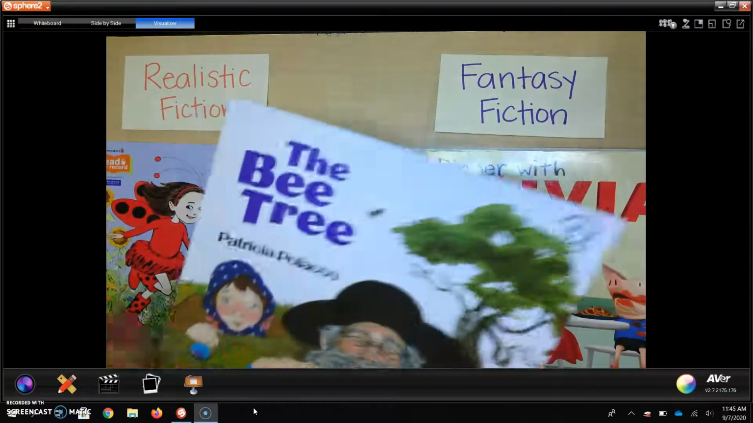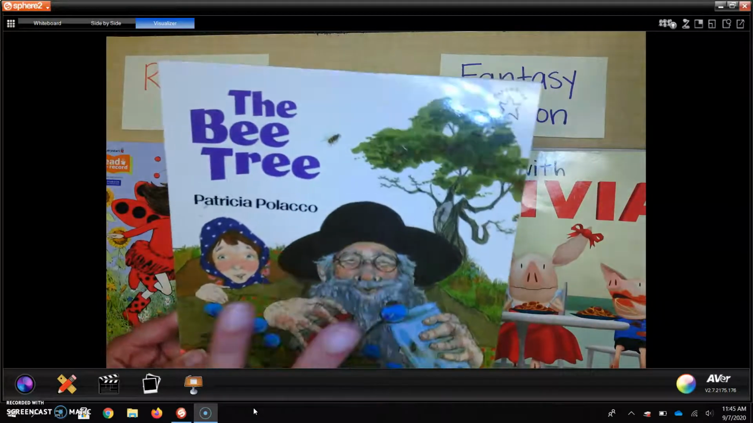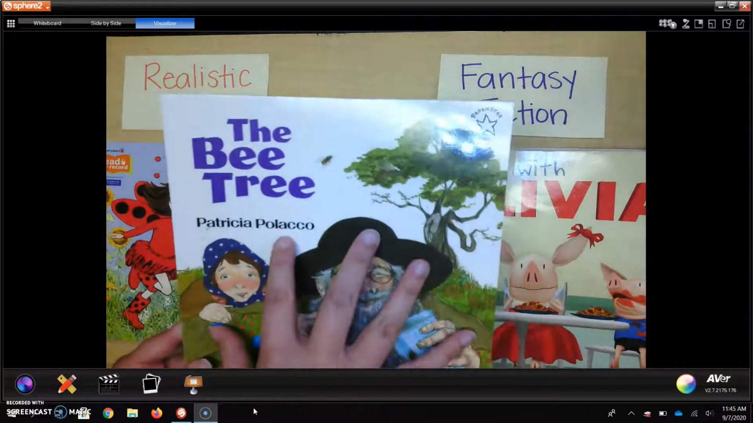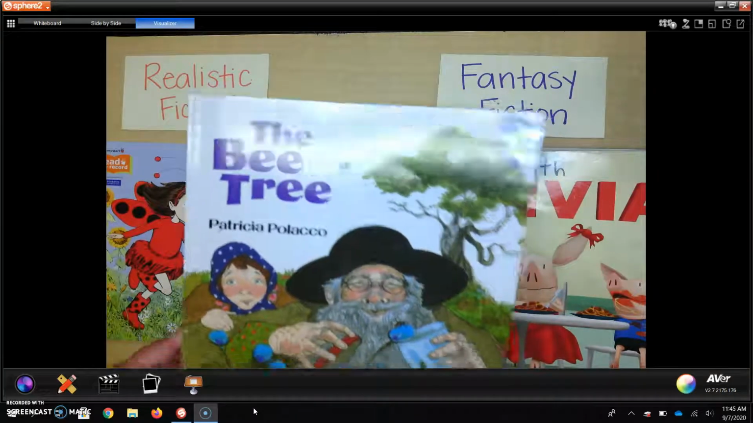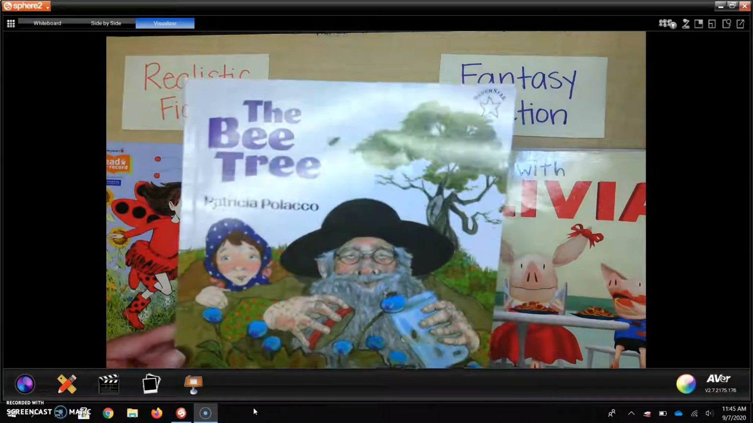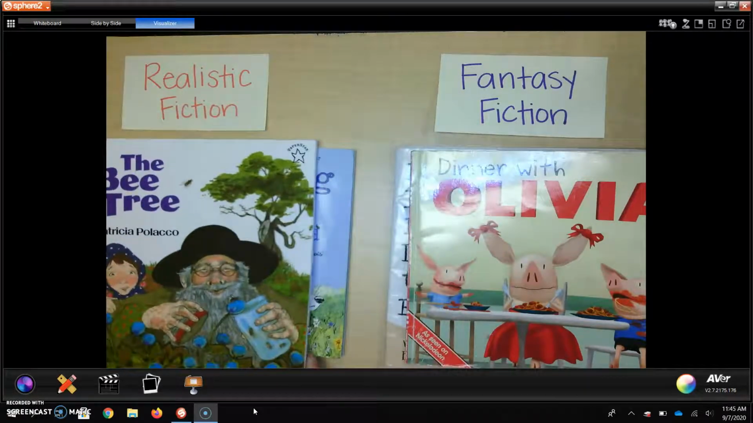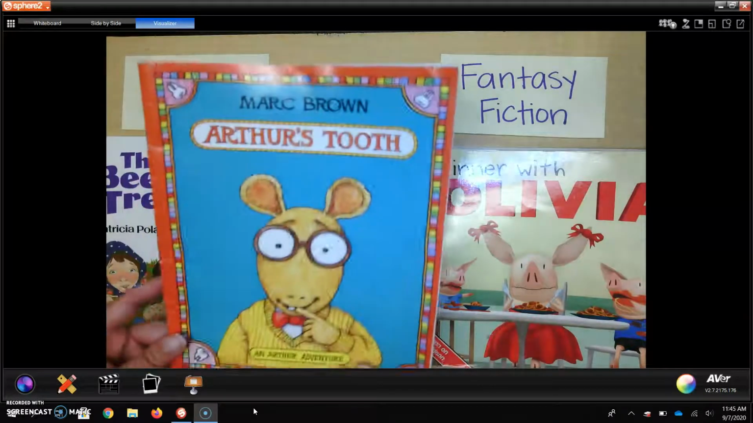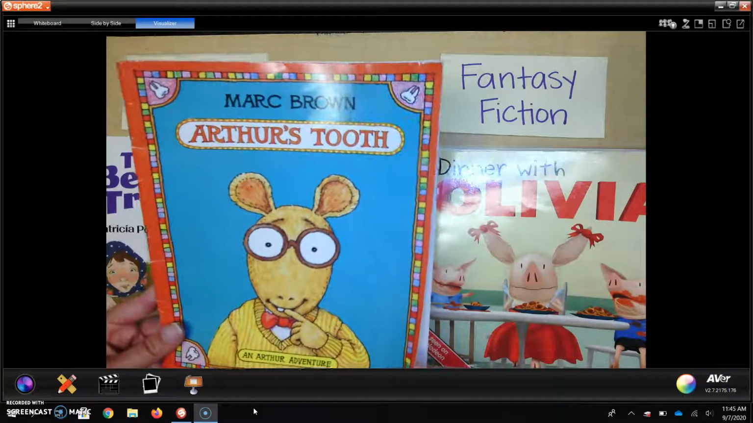So I see a lot of things that could happen in real life, but we know with realistic fiction, people act the same, animals act the same, but the story is just made up. So this story, The Bee Tree, is not a true story, but it could happen in real life. So that's going to be realistic fiction. The next one, let's see. Arthur's Tooth. We all know all the kinds of Arthur books.